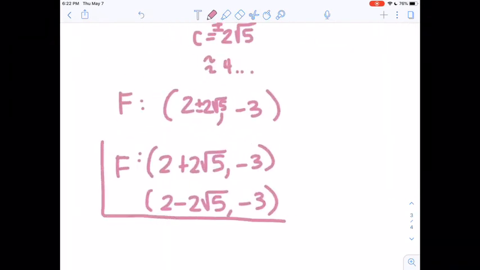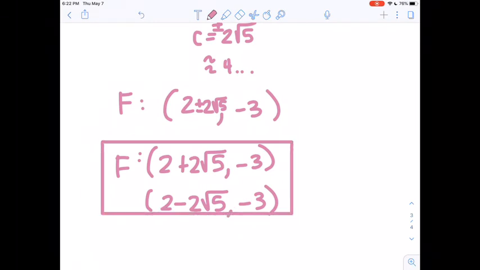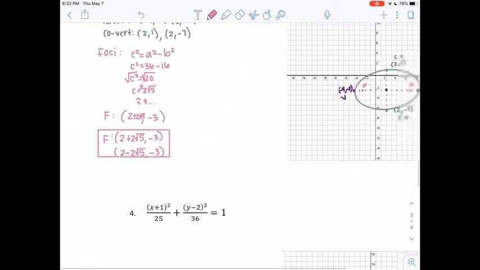Again, I'm not super concerned about you actually finding the coordinates of the focal points, but it is good practice for next year. Okay, you at least need to be able to graph them.